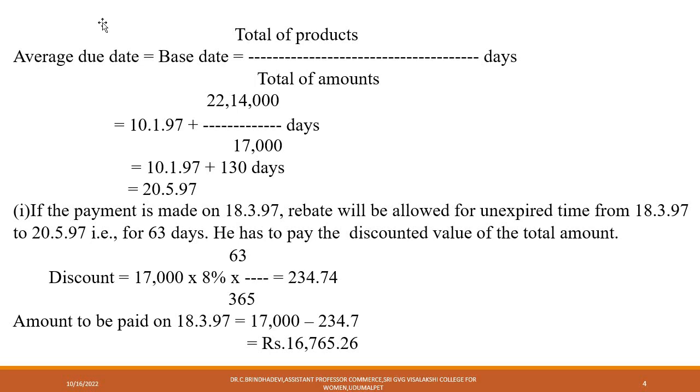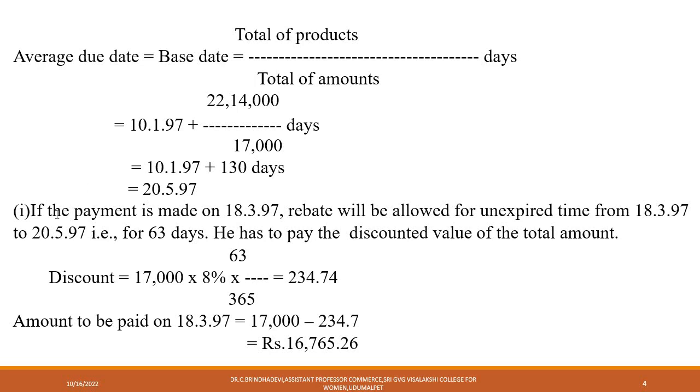The average due date formula is base date plus or minus total of the products divided by total of the amounts. The base date is 10th January. The total of the products is 22 lakhs 14,000. Total of the amount is 17,000, where we get 130 days. So from 10th January, we have to add 130 days. If we add those 130 days, the 130th day lies on 20th May 97. So this is the average due date we have found out from this particular problem.